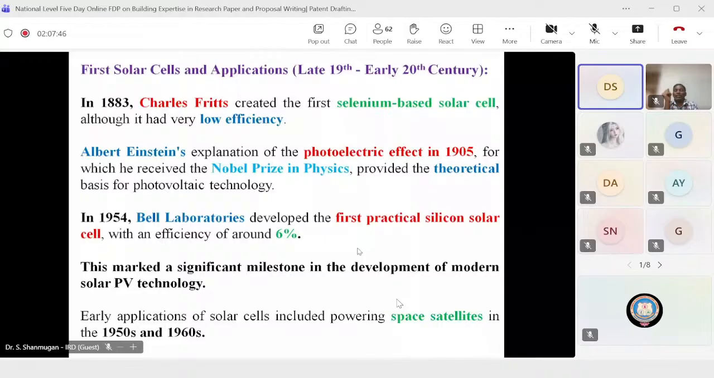Earlier, the solar cell application included powering space satellites in the 1950s and 1960s. In between, they were developing solar cells. Okay, so then came the development of commercial solar cells from the late 20th century to the 21st century.